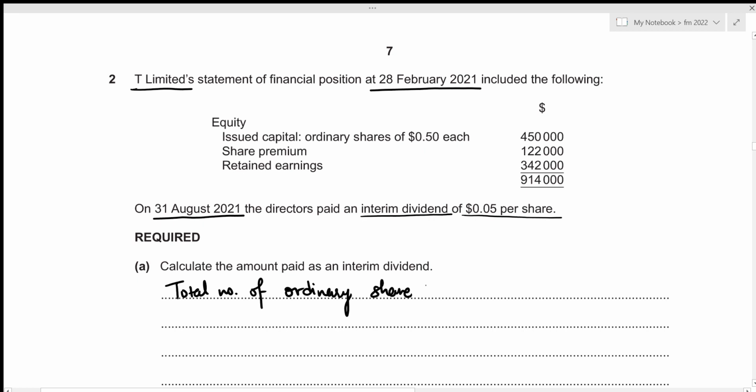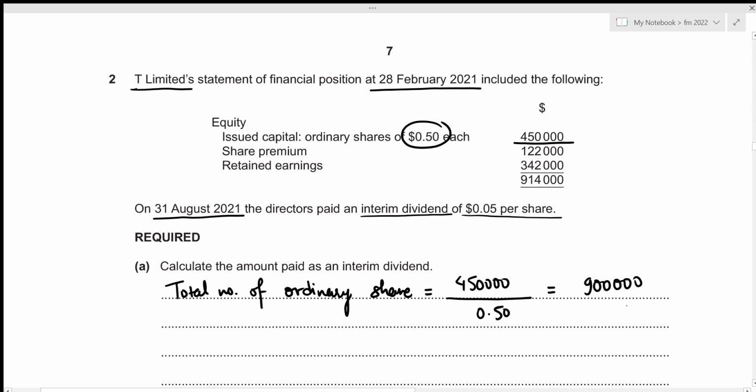And this is just going to be the total value of ordinary share divided by its nominal rate. And we can see that the total value is 450,000. And we just need to divide it by our nominal rate, which is given as 0.50. And this gives the total number of ordinary shares to be 450,000 divided by 0.50, which is 900,000. And now we have our total number of ordinary shares.